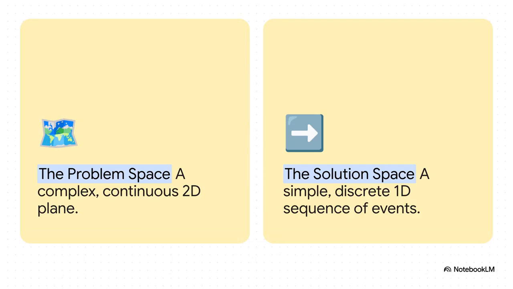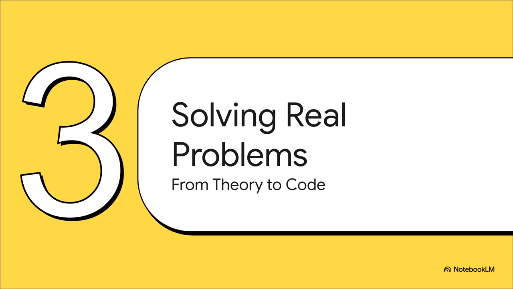So let's just pause for a second and appreciate this transformation. We are taking this complex, continuous, kind of scary 2D plane, which is really hard to deal with in code, and we're boiling it down into a simple, discrete 1D sequence of events that we can just loop through. It's such a powerful simplification. Okay, that's enough theory. Let's get our hands dirty and see how this powerful idea actually cracks some classic problems, the kind you are definitely going to see in coding interviews.